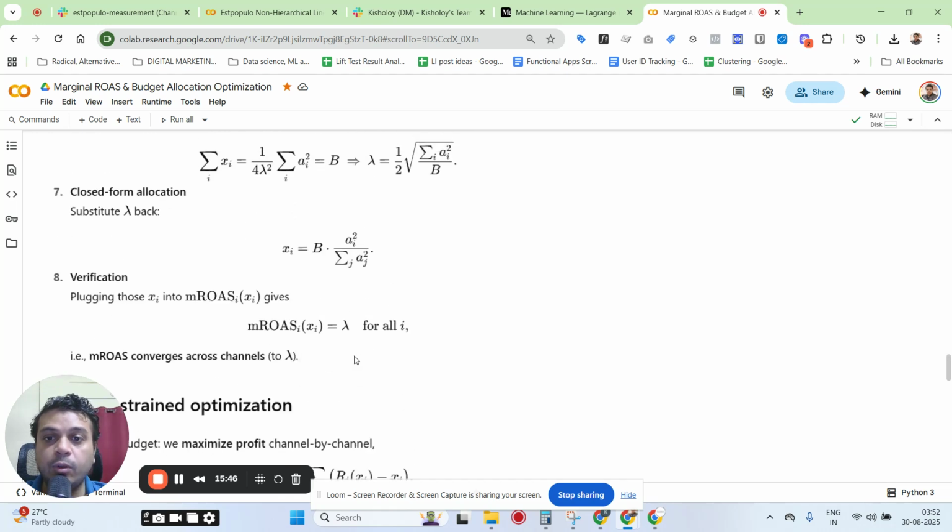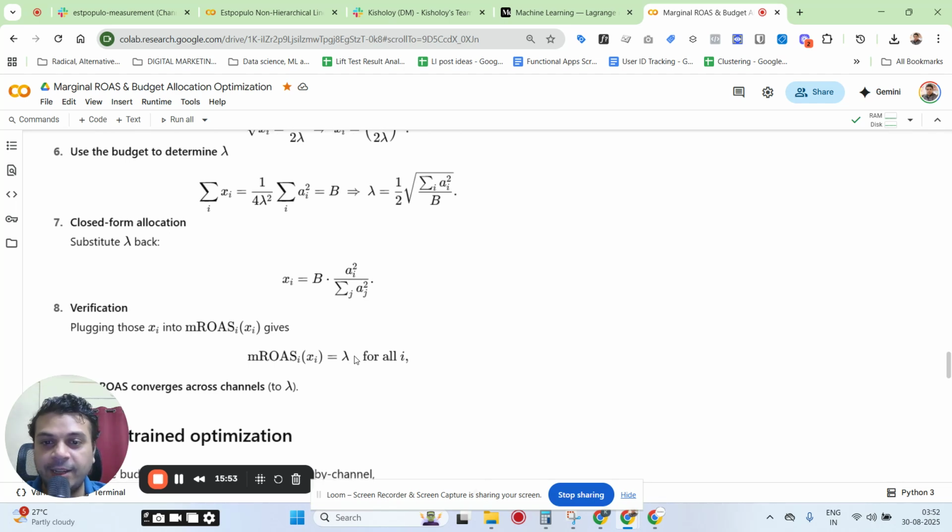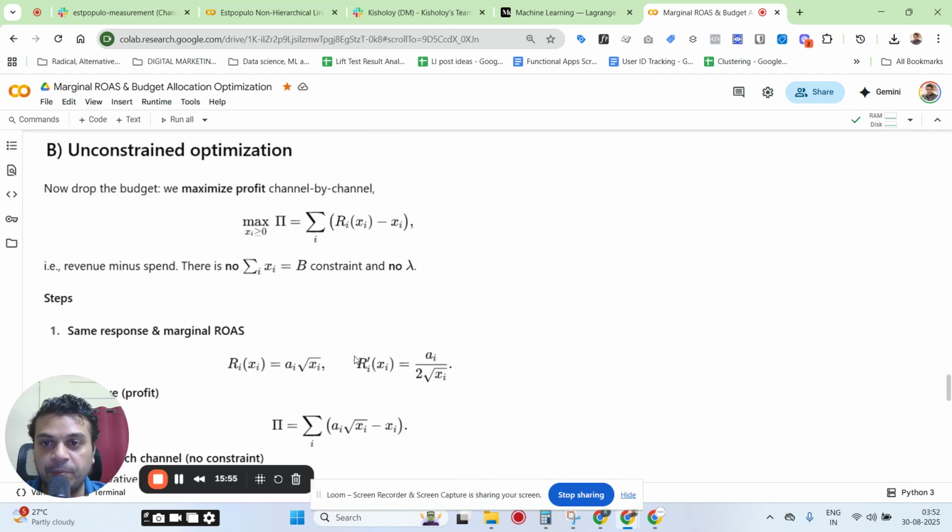Okay, now this is the overall budget constraint. If you have individual channel level constraints as well, this will not work though, right? So that's an important point to remember.